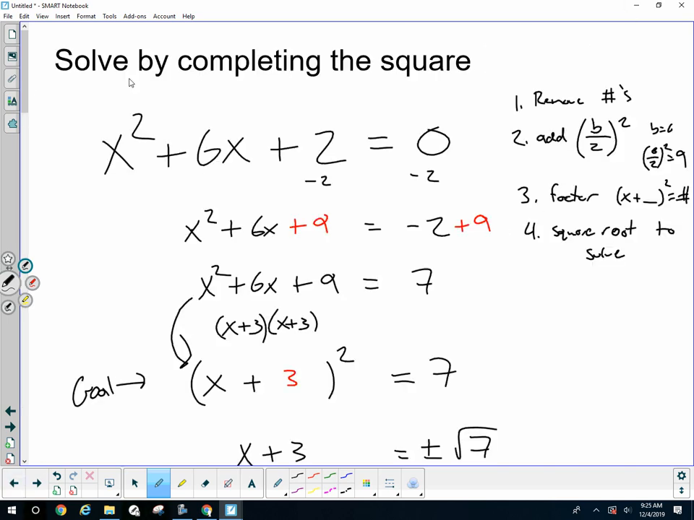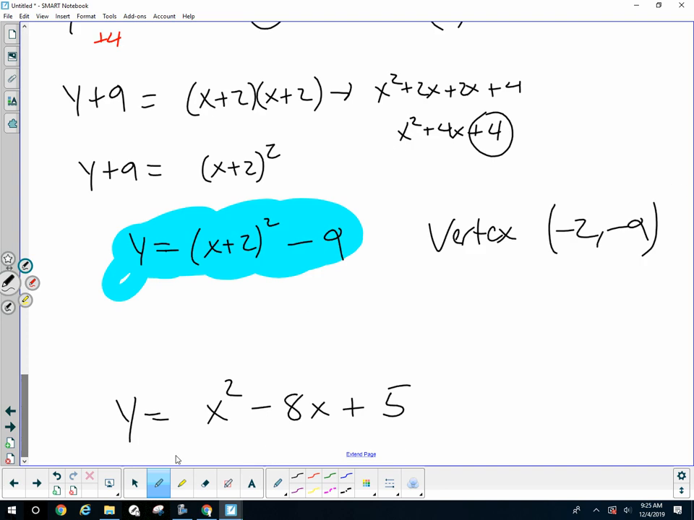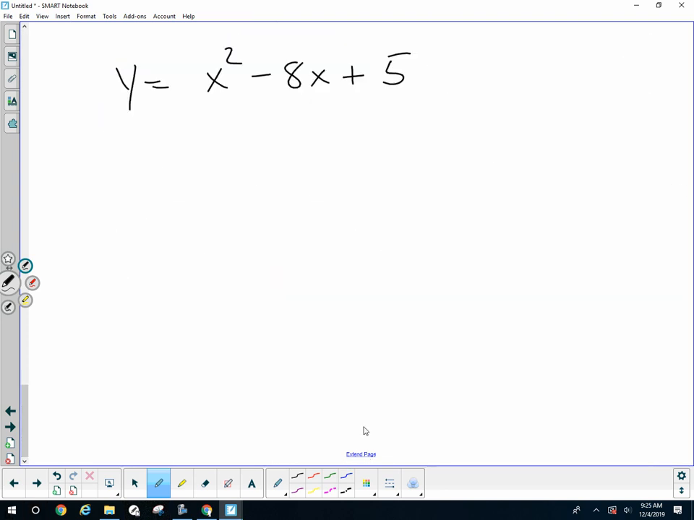And here comes the last one. One more, finding the vertex by completing the square. Remove the numbers bothering the x squareds and the x's. I always like to add an opposite rather than subtract. If you still haven't gotten your minds around being able to do that, we'll figure it out eventually.